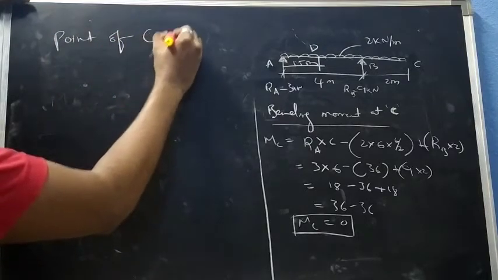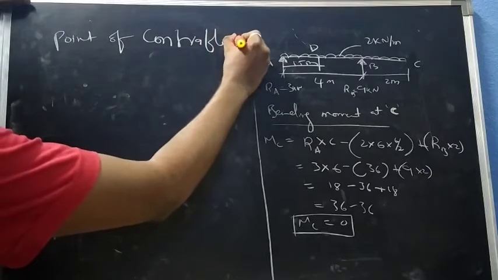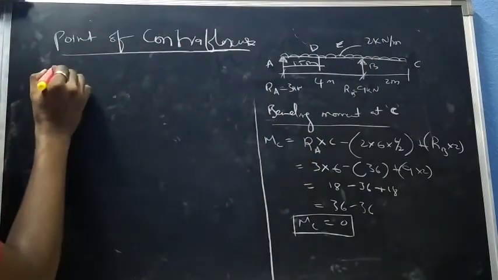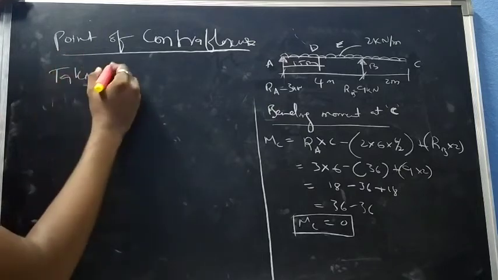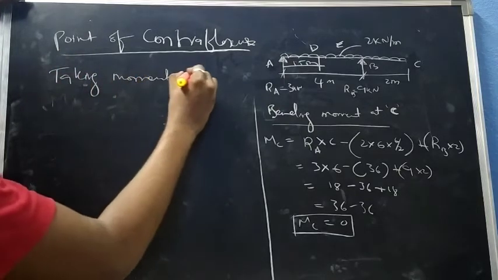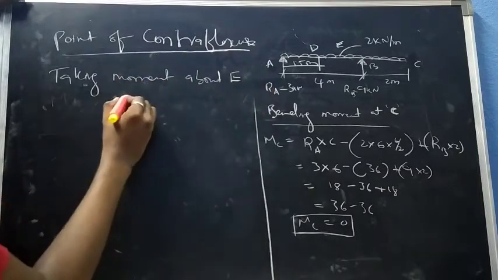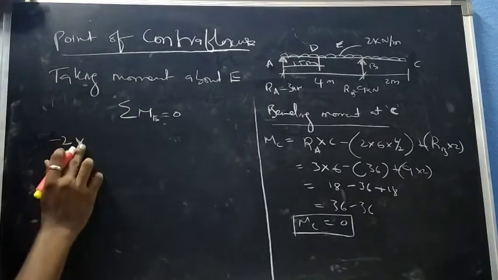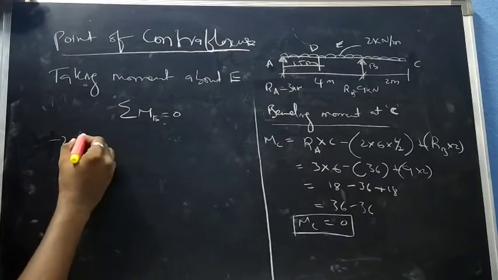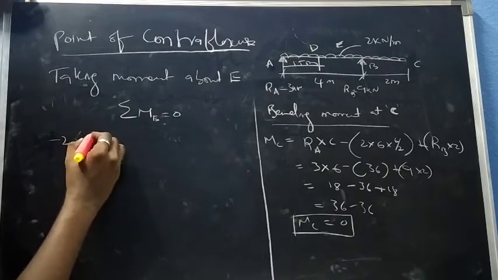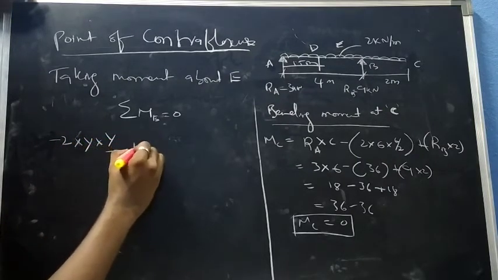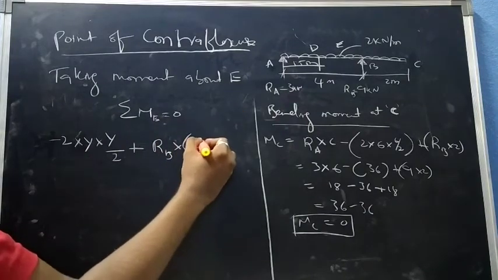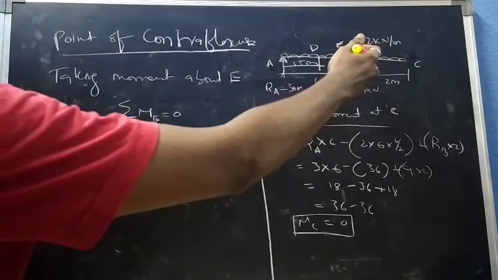We'll find the point of contraflexure. There is another maximum bending moment at E, so by taking moment at E we can find the point of contraflexure. Taking moment about E, the equilibrium equation is the summation of moment at E equals 0. The load will be minus 2 into the distance, which we don't know, so we take it as y, and the maximum bending moment at the middle of this span is y by 2. So plus RB into the distance we don't know, that is y minus the remaining 2 we have to deduct, that is minus 2.